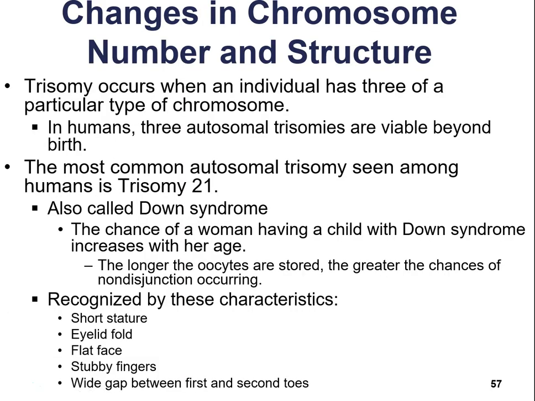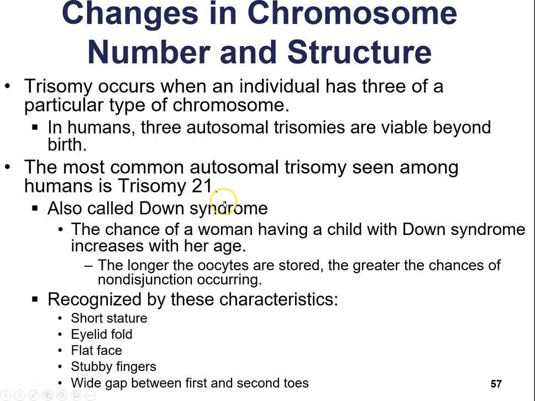All right. So we said trisomy occurs when an individual has 3 of a particular type of chromosome. In humans, there are actually only 3 autosomal trisomies that are viable beyond birth. There are many other trisomies that might occur, but these offspring are not viable beyond birth, so you would basically give birth to a non-viable fetus.